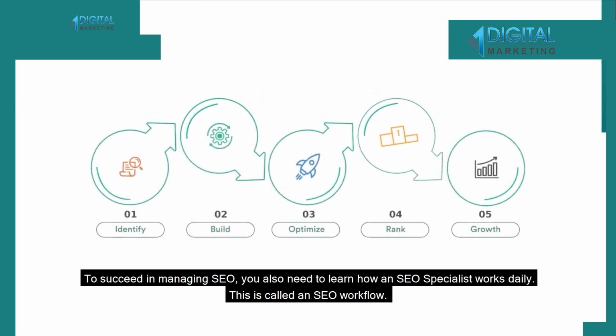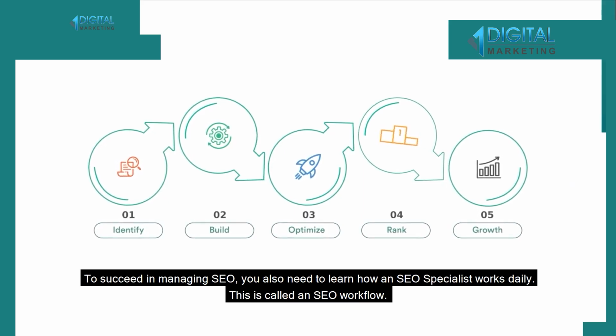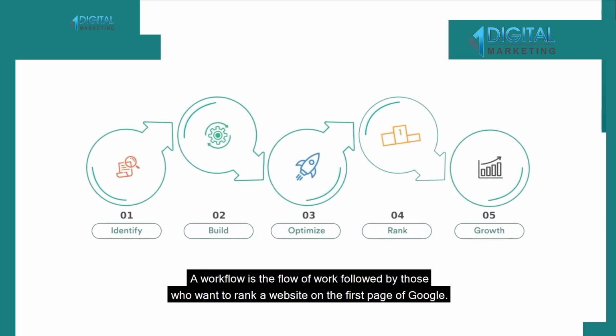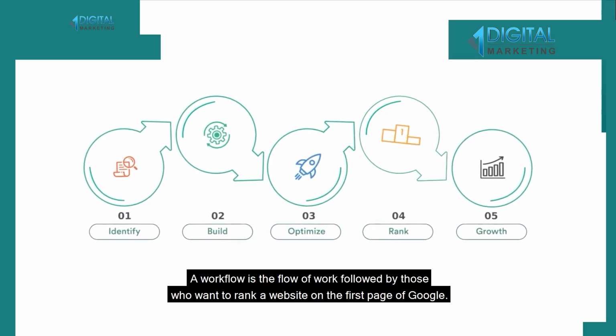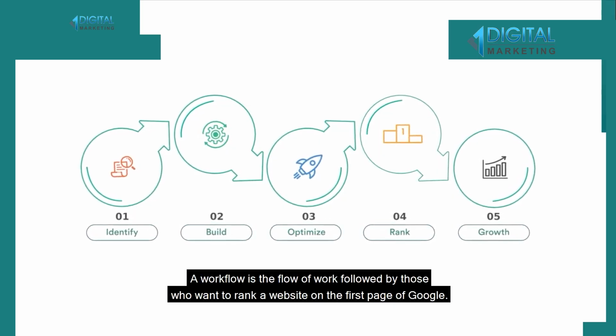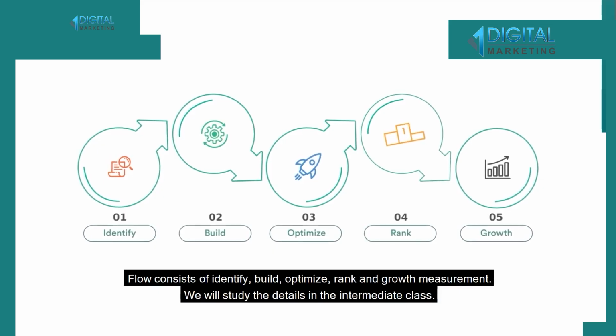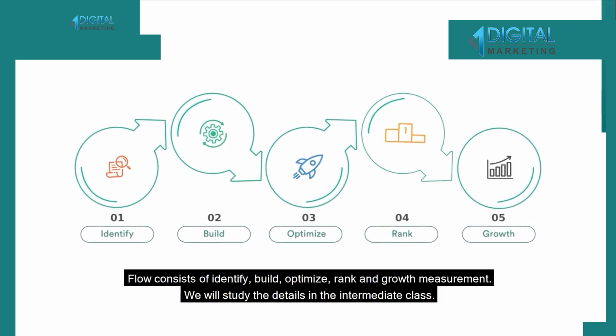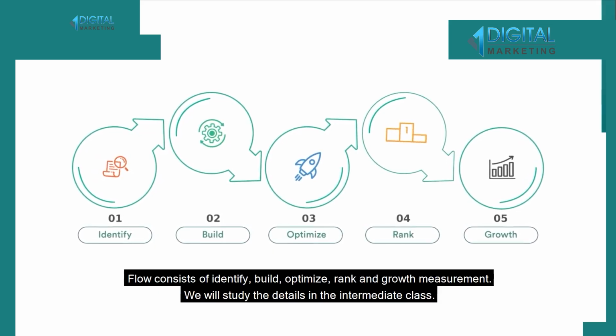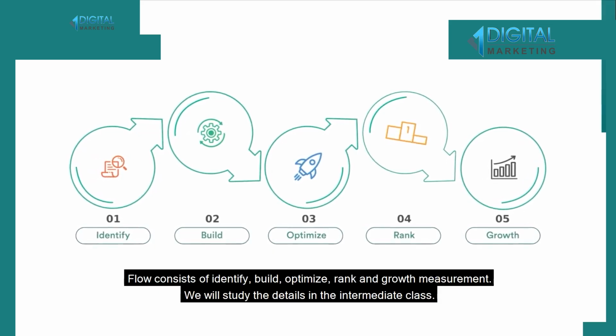To succeed in managing SEO, you also need to learn how an SEO specialist works daily. This is called an SEO workflow. A workflow is the flow of work followed by those who want to rank a website on the first page of Google. The flow consists of identify, build, optimize, rank, and growth measurement. We will study the details in the intermediate class.